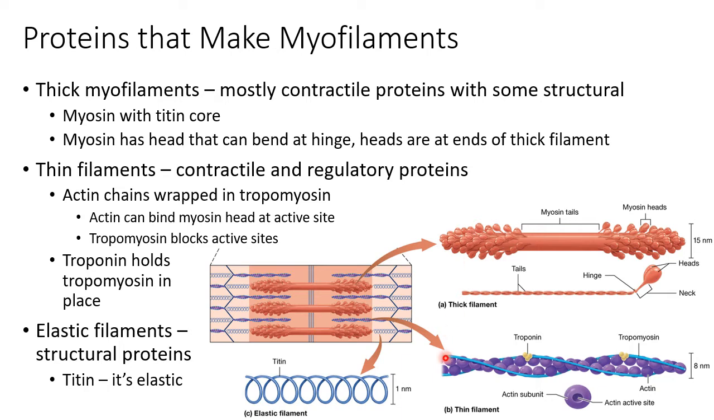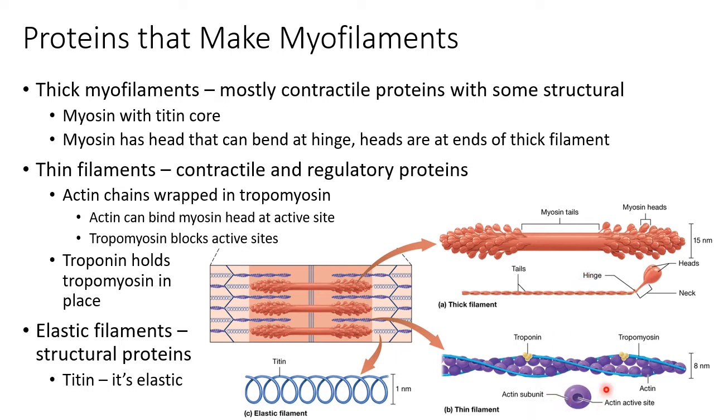Then next you have the thin filaments. Those are mostly composed of actin. Each of these little purple things is an actin, and each actin has an active site where the myosin head can bind it. So for the muscle to contract, you would have a myosin head grab this actin active site, and then the myosin head would bend at the hinge, which pulls the two filaments together.